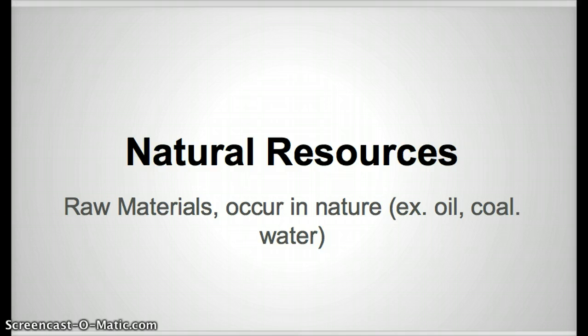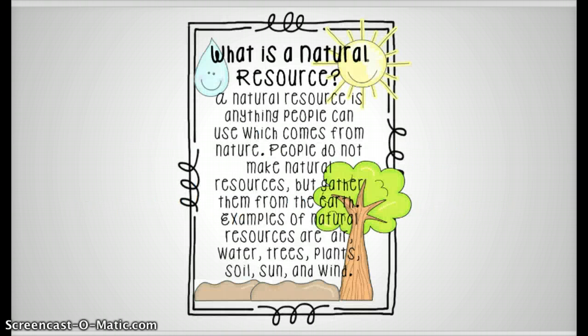Natural resources are raw materials. All natural resources are raw materials, but not all raw materials are natural resources. So you're going to need, for example, oil and coal and water as your power sources. When we're looking at natural resources, we're looking at anything that comes from nature that we can use to help us. Today we're using a lot of sun and solar and wind power as natural resources.